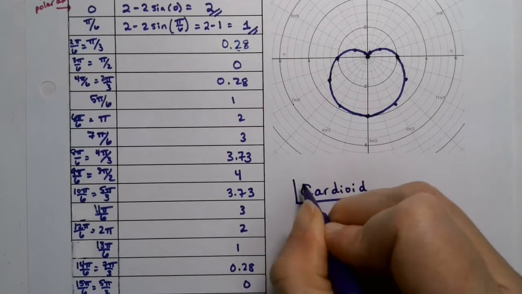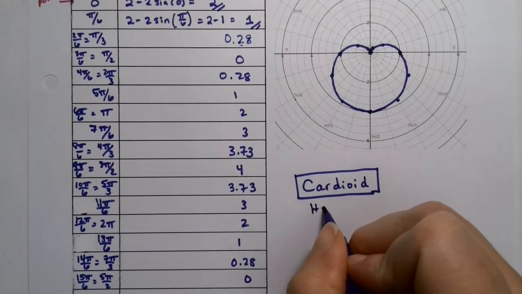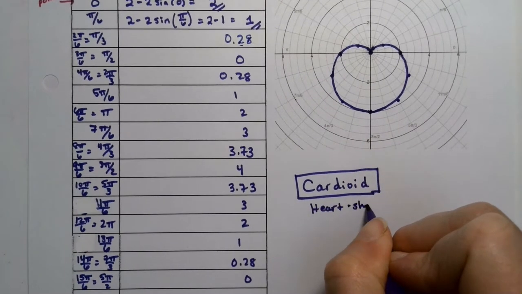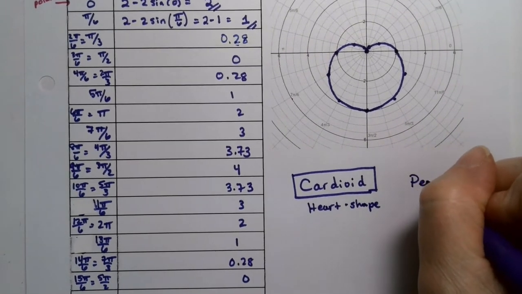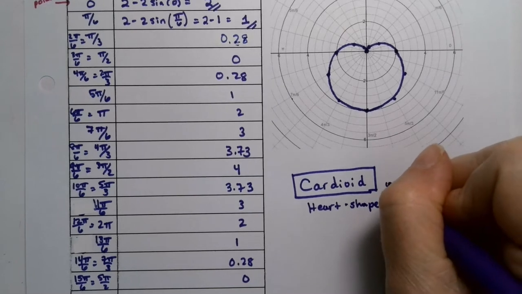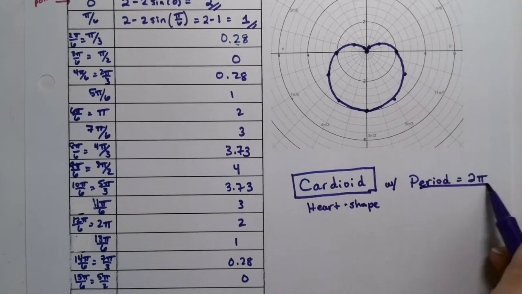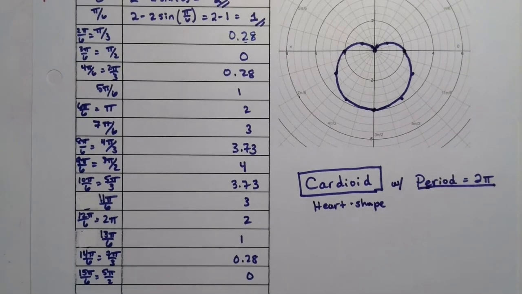Cardi means heart in Latin, like cardiac arrest, right? If you have cardiac arrest, it means your heart, you have a heart attack. So cardioid is like a heart shape. And what's more, I noticed that the period of this heart shape is 2 pi. The period is kind of the theta angles that are needed to make one full circuit.